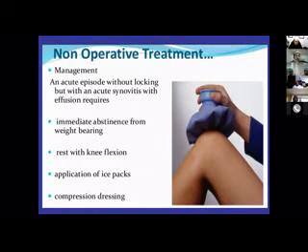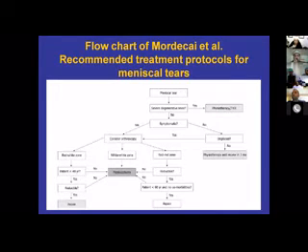Now, is there any role of non-operative treatment? And what do we do in a patient who has come with an immediate injury? Acute episode without locking, but with an acute synovitis with effusion requires immediate abstinence from weight bearing, rest with knee flexion, application of ice pack, compression, and the RICE protocol that we usually follow. So the good algorithm for any suspected or proven meniscal tear of when to do non-surgical management and when to embark on an arthroscopic meniscectomy.